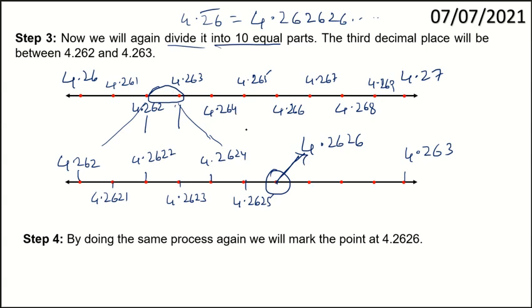So this is the process of magnifying. Okay, we have marked a point. This is the point which we have to show. Okay, now let me sum up all these 4 steps in one go.